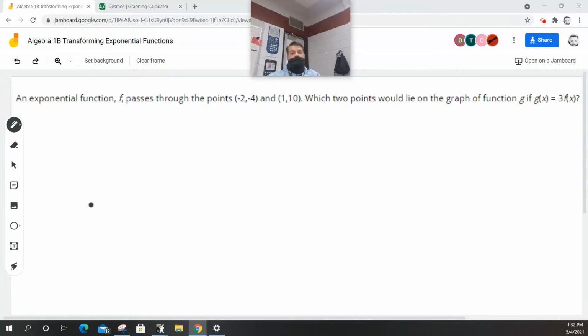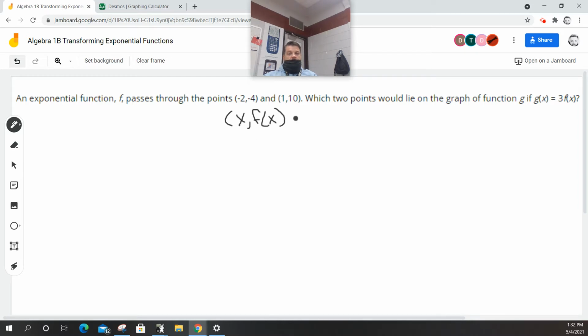It says an exponential function f passes through the points (-2, -4) and (1, 10). Which 2 points lie on the graph of g(x) if g(x) is 3 times f(x)? This is a lot easier than you think. Think of this as x, comma, f(x).